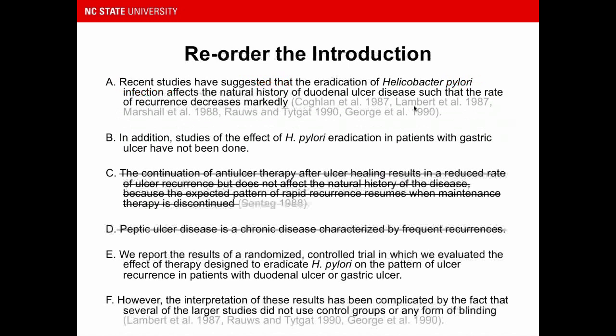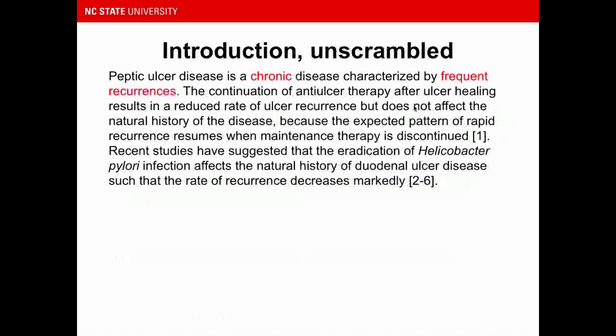They've made a generalization. So now you would need to review some research that supports that generalization and continues it. So the next sentence in this case would be A. Looking at the third last line here, we've added: recent studies have suggested that the eradication of Helicobacter pylori infection affects the natural history of the duodenal ulcer disease such that the rate of recurrence decreases markedly.